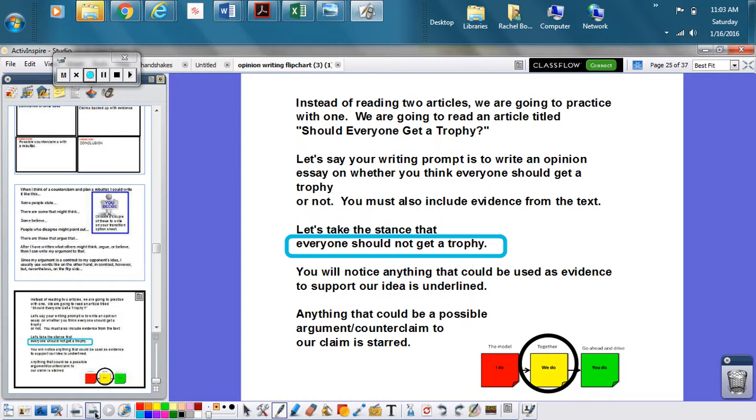So what we did as practice together was we took an article about students getting trophies. And we took the stance, everyone should not get a trophy. So that was the proposition. Everyone should not get a trophy. And we were on the affirmative side of that.